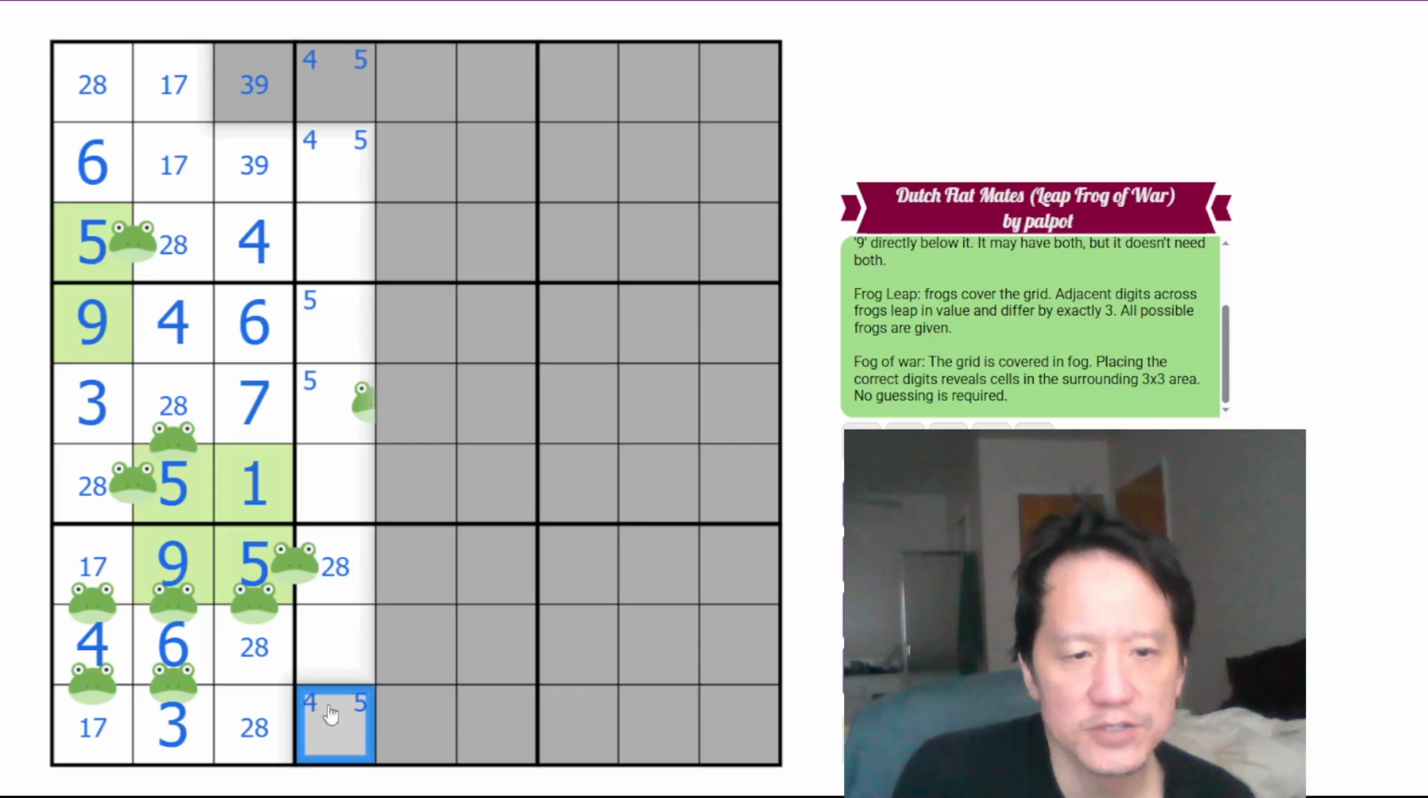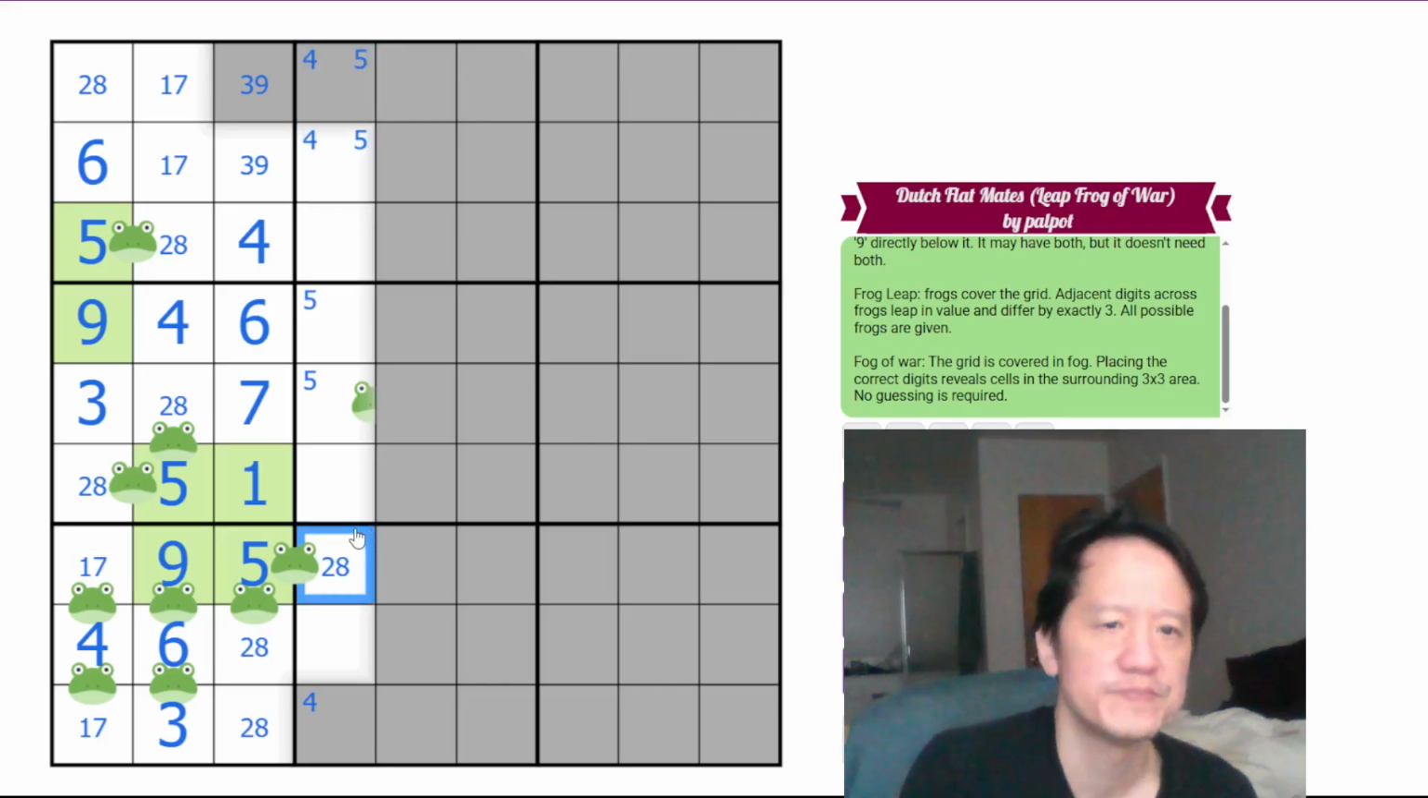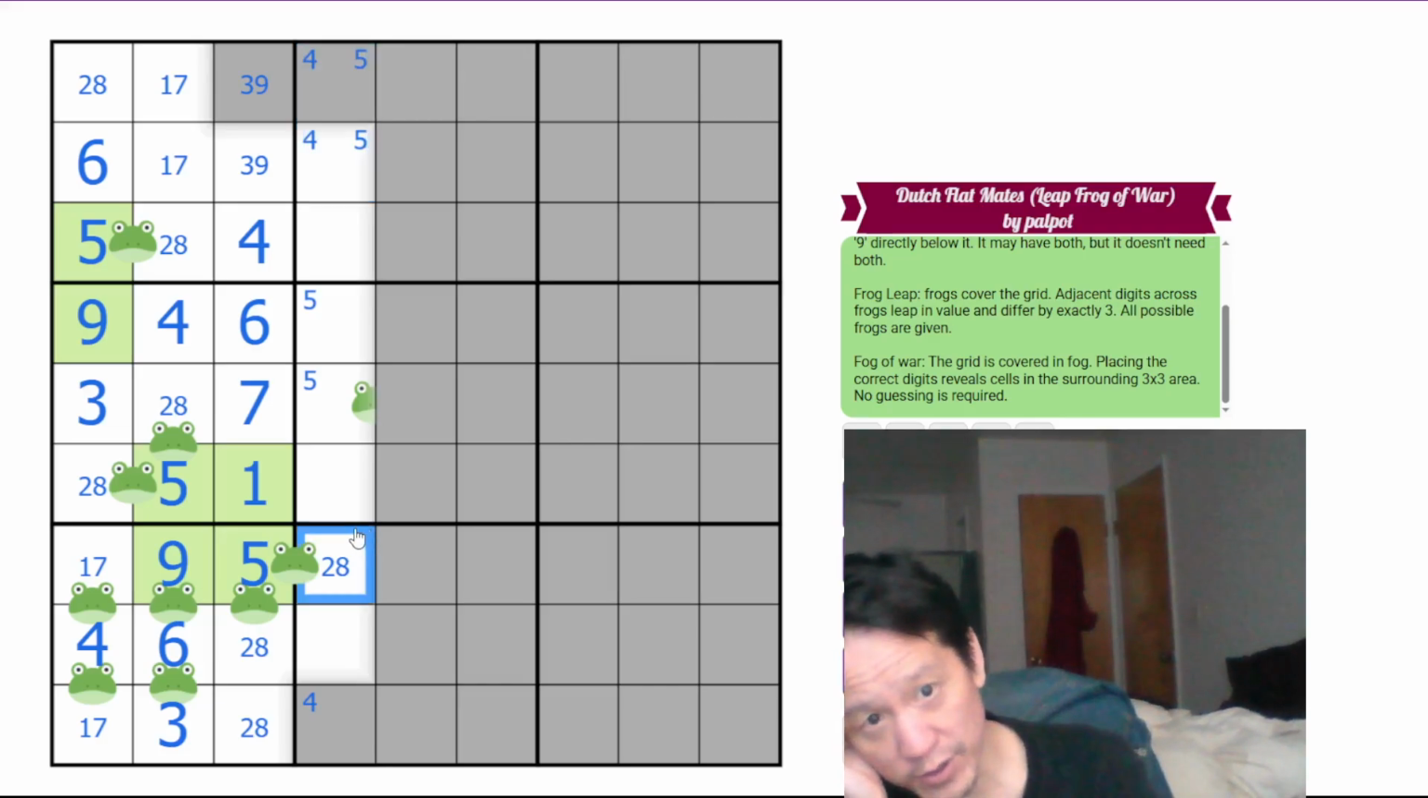Well, actually, yes, there's no frog in between them. This cannot be 5, because there is no frog in between them, and there would have to be a frog in between them for this to be 5. Same there, same there. This can't be 5 because of that 5. These could be 5, or these could be 5. That's still pretty broad.